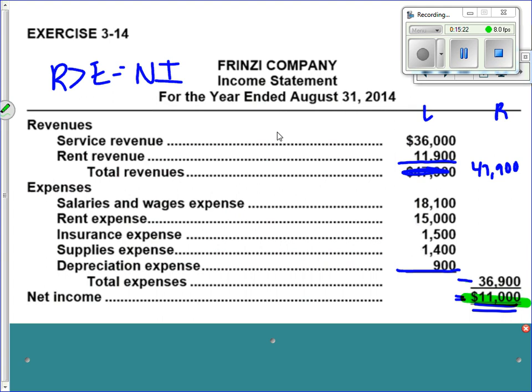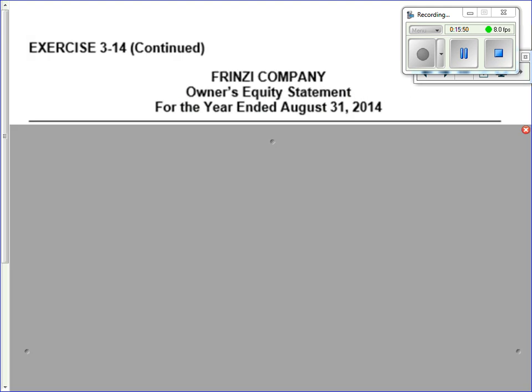All right, 3 financial statements, check, 1 is done. Which one are we doing next? You could cheat, not cheat, I hate to use that word, but you could look in your workbook to see which one's coming next. Owner's equity. Are we going to use that 11,000 somewhere on the owner's equity statement? We absolutely are. All right, so owner's equity is next.